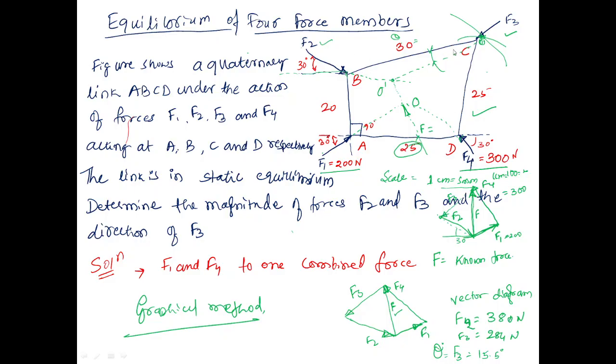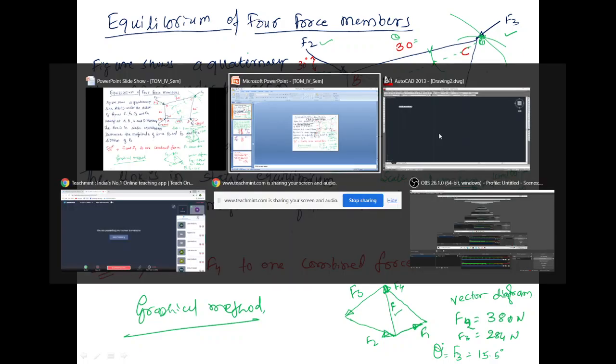Okay, now this is a problem. Equilibrium of 4 force members. The dimensions are 25, 25, 30, 20. Here the 20 is the length, and the perpendicular distance is 25.